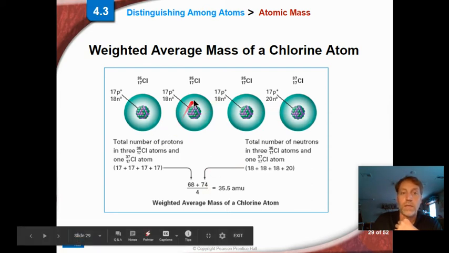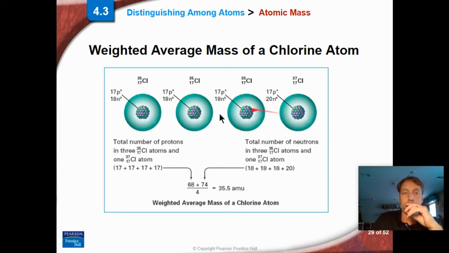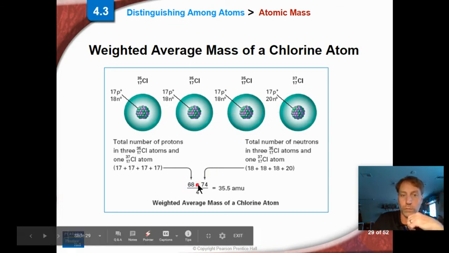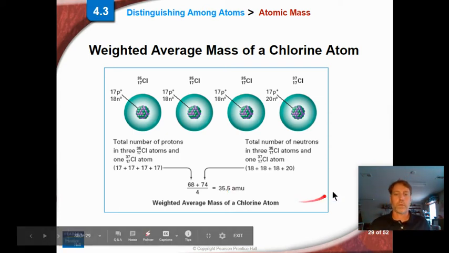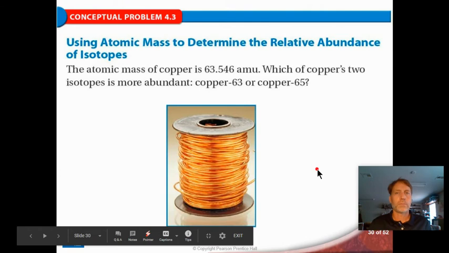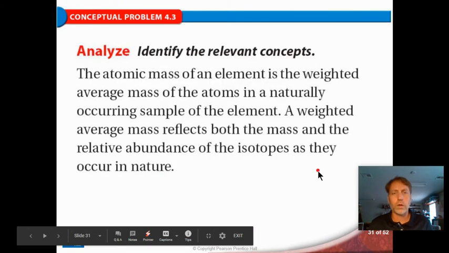And you divide that by the total number of different isotopes. You have 4 different isotopes here. So this is the sum of the protons, sum of the neutrons between all of these isotopes. You divide it by the total number of isotopes, 4, and that's where you get the average atomic mass of chlorine is 35.5. Okay, so that's how we understand relative abundance.